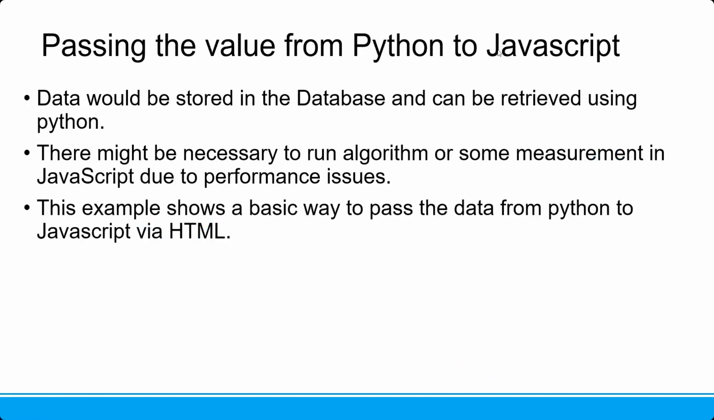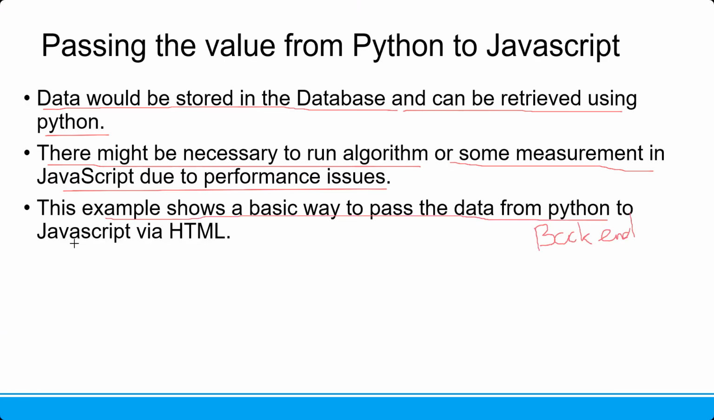Passing the value from Python to JavaScript. The data will be stored in the database and can be retrieved using Python. So it might be necessary to run an algorithm or some measurement in JavaScript due to performance issues. For example, if you have the data, but you want to let users run the program on their own computer. This example shows a basic way to pass the data from Python, or we call this the backend, to the JavaScript via the HTML.